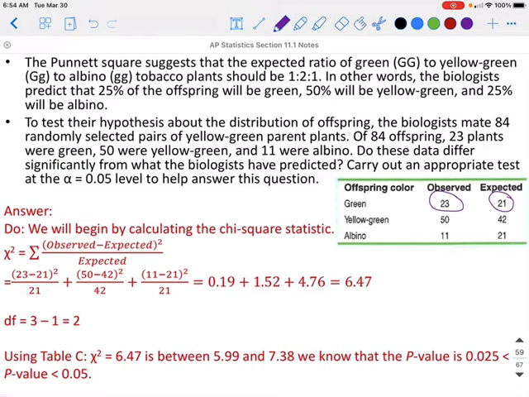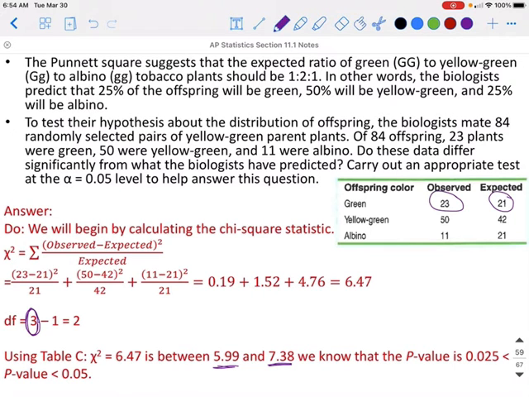Next, we need to find our degrees of freedom. Remember, this is the number of categories minus 1. Since there are 3 different color categories we're looking at, 3 minus 1 gives us 2. If you go to your chi-square table, or table C, and go to the line of degrees of freedom of 2, you go over until you find where the chi-square value of 6.47 would lie. That's going to lie between the values of 5.99 and 7.38. If you look at the top of those columns, we find that the p-value falls between 0.025 and 0.05.